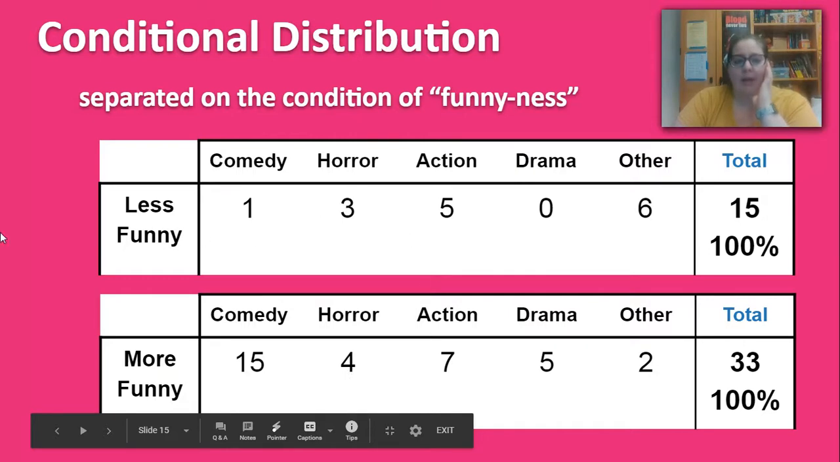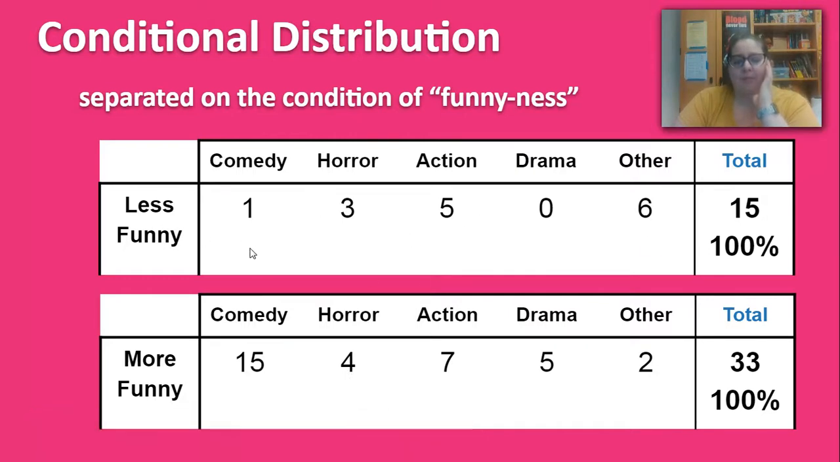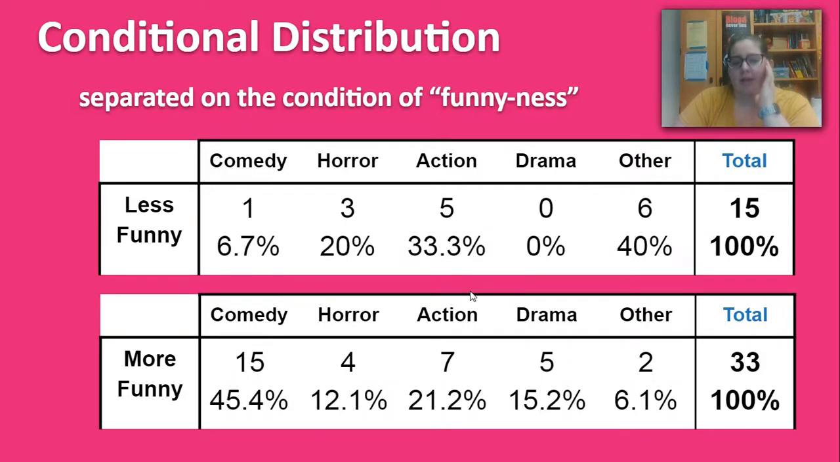So in my less funny section, 1 person out of the 15 categorized themselves as liking comedy. So 1 out of 15 is 6.7%. And then I continue to do that for all of the numbers. So horror, 3 out of 15 is about 20%. For action, 5 out of 15 is 33.3%. 0 out of 15 liked drama in that less funny category, so 0%. And then 6 out of 15 is 40%.